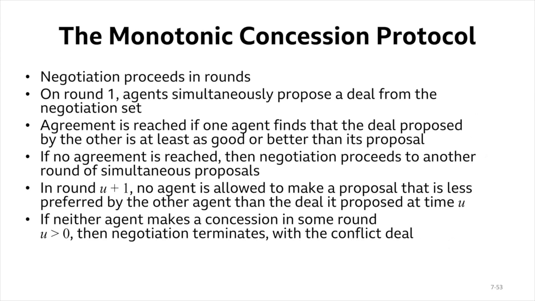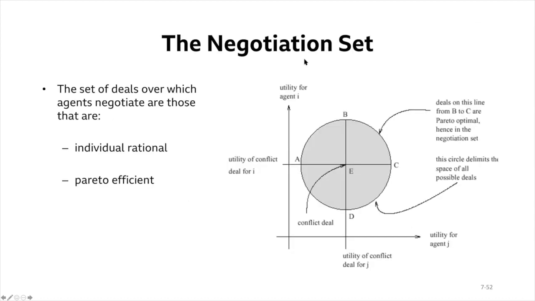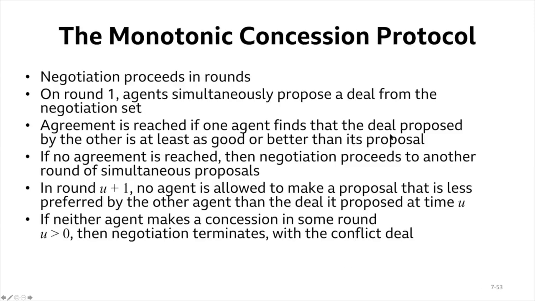The monotonic concession protocol says that negotiation proceeds in a series of rounds, which is very like negotiation in the human world. On round one, the agents simultaneously propose a deal from the negotiation set. So they simultaneously put forward a deal, one deal, which when plotted here must fall on that perimeter line from B to C.